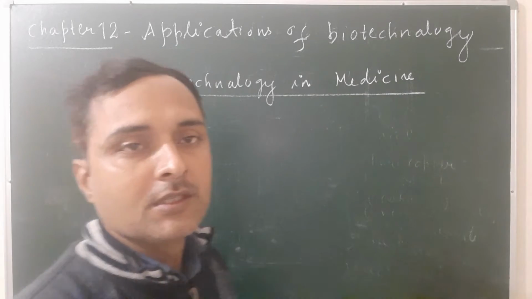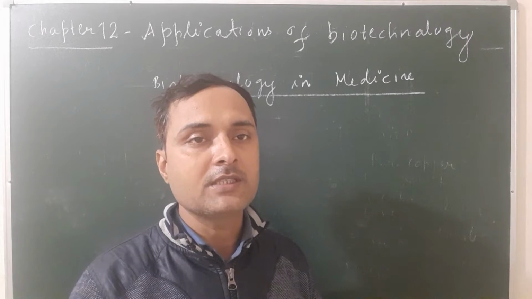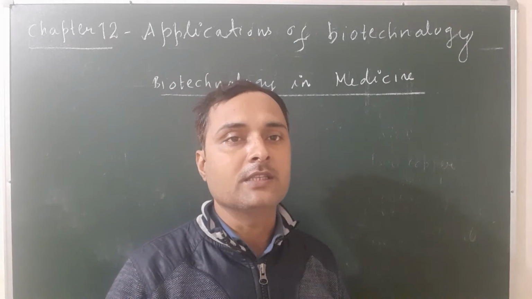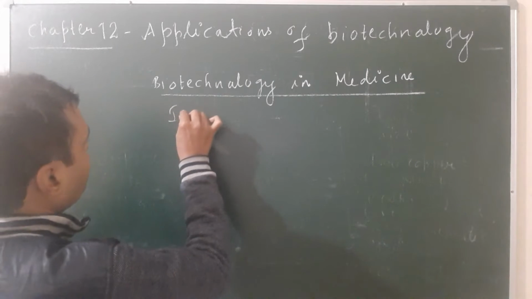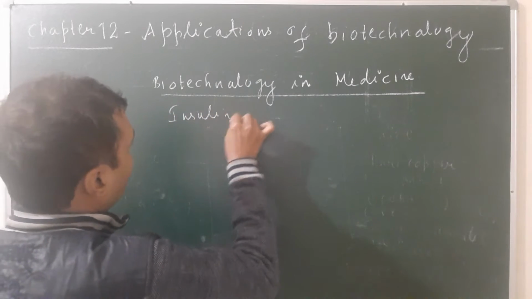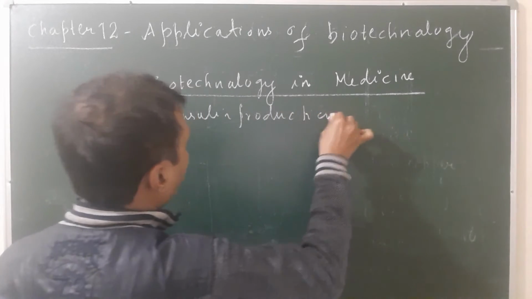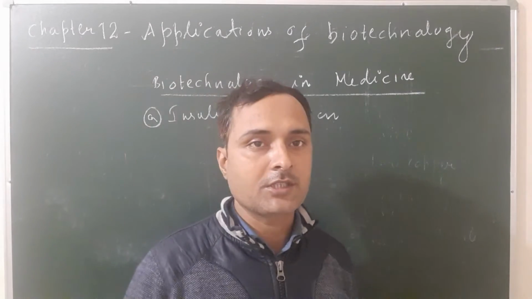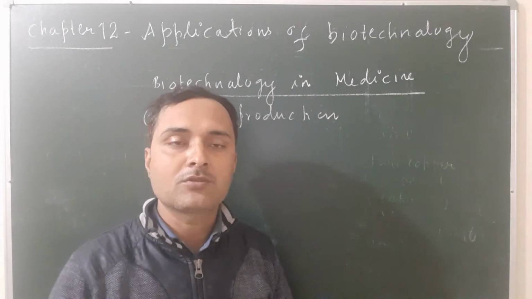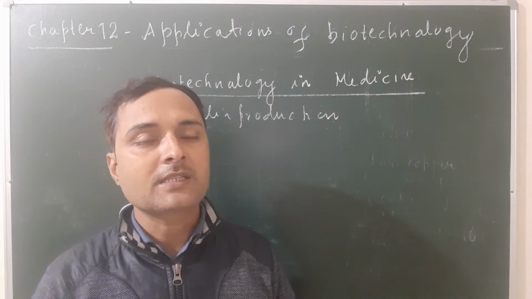The term is used for the manufacture of various pharmaceuticals and medicines against various diseases, and the most important is insulin production. This is the first subtopic of biotechnology in medicine. So first of all, you have to know insulin. Insulin is a hormone secreted from the beta cells of the pancreas.